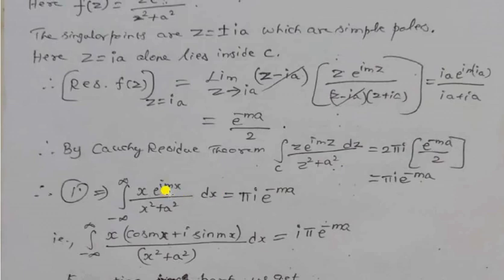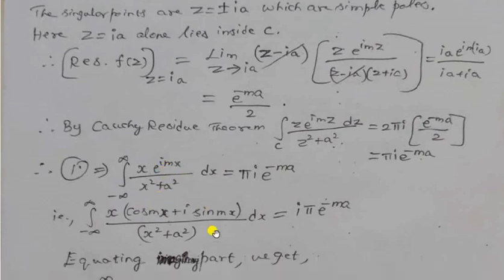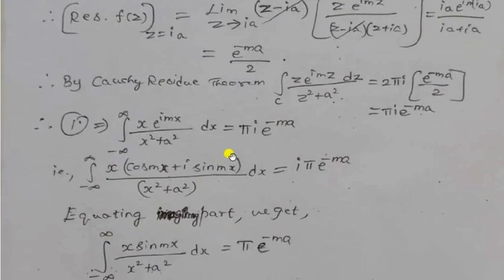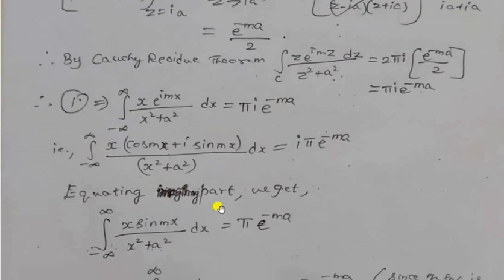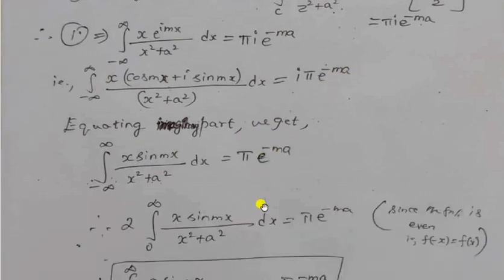Now I have to rewrite this exponential term as cos and sine, and then equate the imaginary part because I should get the sine term, since that is the given problem. So at last I'm doing this. If you want, you can do it initially also, rewriting it as the imaginary part. So now I'm rewriting the exponential as cos and sine, and then equating the imaginary part. Equating the imaginary part, here I'll get x sin mx by x square plus a square. On the right hand side it is pi e^(-ma), which is the coefficient of i, that is the imaginary part. So now the limits are from minus infinity to infinity, and I should write it as 0 to infinity.